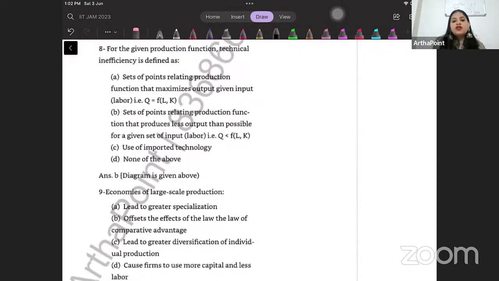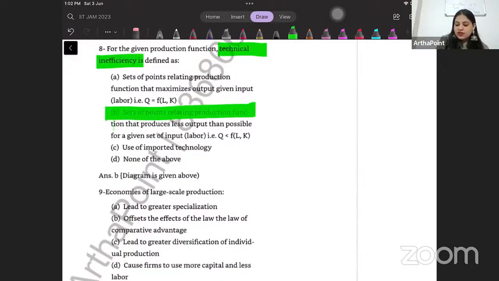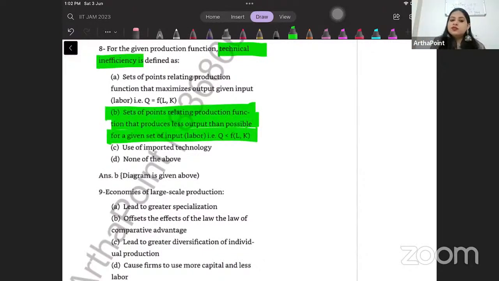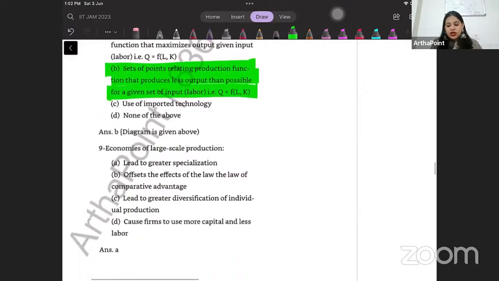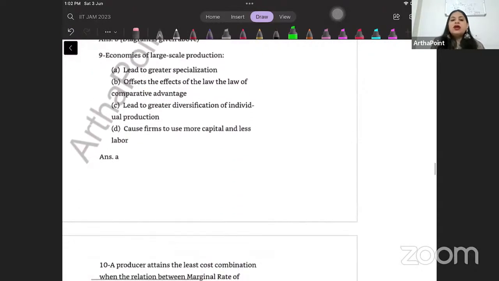For the given production function, technically inefficiency. Now they are asking the opposite, when will you be inefficient? You will be inefficient when you are below the production function. So answer will be B. Okay. Come to the next question.